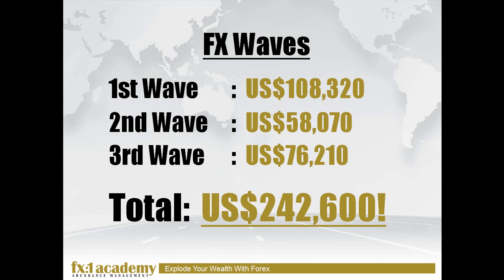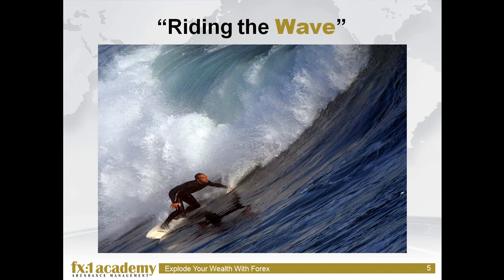What I'm showing you now in this slide is a recap: if you had understood this concept of FX waves, you could have made over 100,000 US dollars in the first wave, over 58,000 on the second wave, and about 76,000 on the third wave. And mind you, all these were not the full version of the 15 permutations of FX waves. All these were just about 5 or 6 currency pairs that I showed you in the video. So essentially you could have bagged over 250,000 US dollars on the first 3 waves alone. That's one of the reasons why I call it FX waves: if you understood this concept, you could have been in a position to ride the waves, much like the surfer that you're seeing on your screen right now.